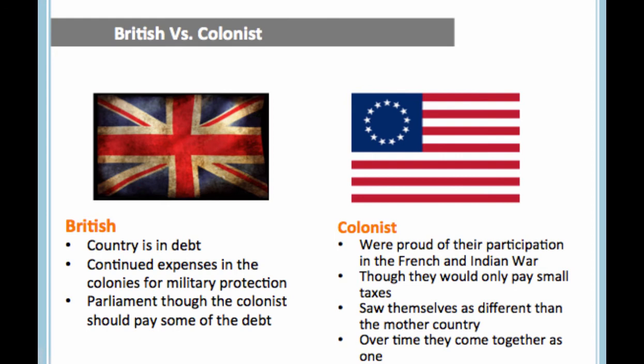Now you have to understand that these people are no longer just immigrants. The majority of these people have been living in America their entire lives. They were born here. And so they feel that they're different than the mother country of Great Britain because they've never lived there. And over time, the people of the British colonies are starting to come together and have more of a connection with each other than they do with Great Britain.